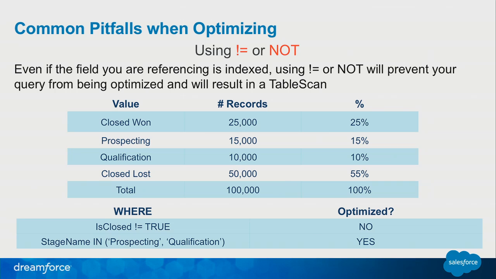Whenever you're using not equals, your query will not get optimized. Salesforce is going to go, nope, I'm going to table scan this. So that's a big issue, and a lot of developers miss that. So you stop using not equals.